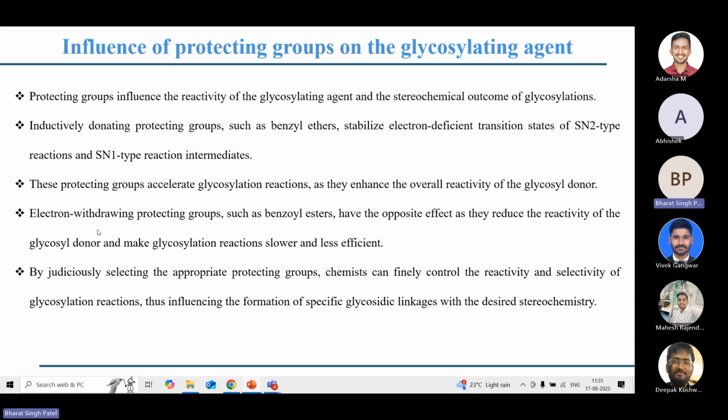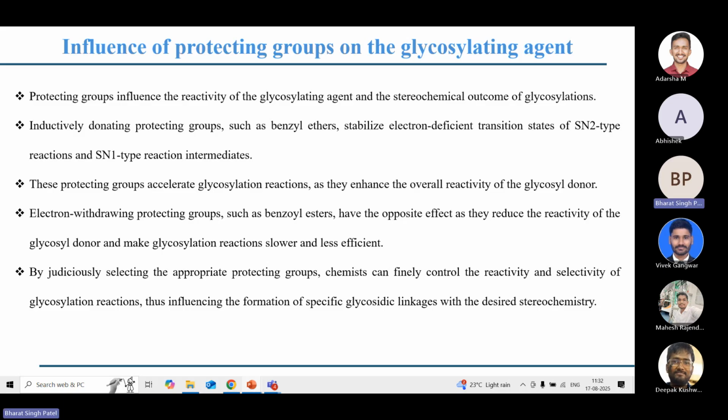And the protecting group also alters the reactivity and the stereochemistry. For example, the ester group present at different positions can alter the reactivity and also the outcome. But in the case of an ester group, they reduce the reactivity, and once the reactivity is reduced, the glycosylation rate will be slow, and the utilization will be very low.